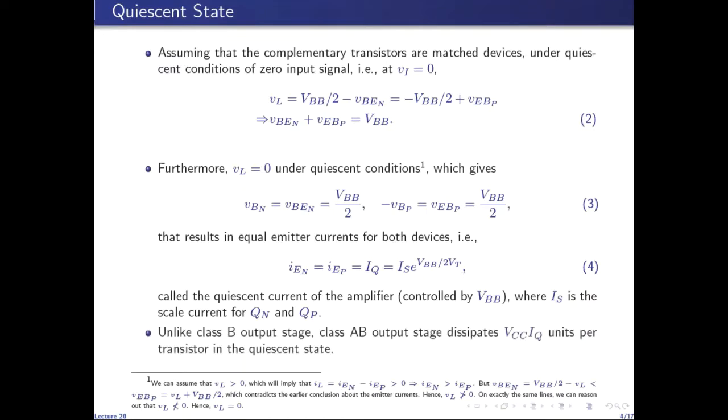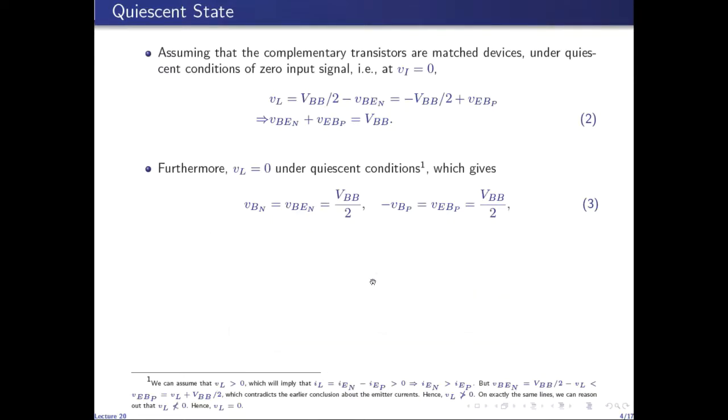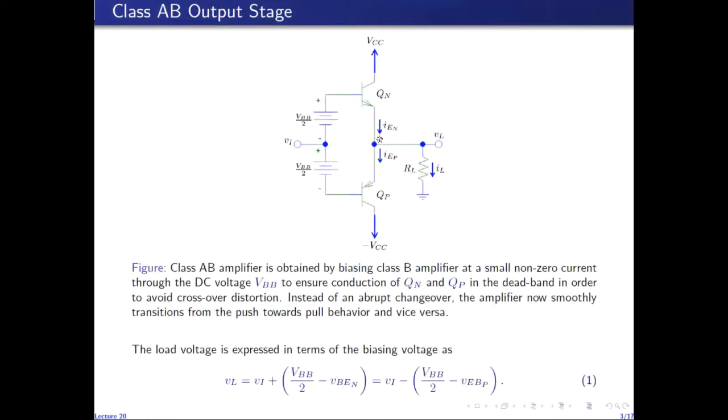Unlike the class B output stage, which does not conduct in the quiescent state and hence does not dissipate any power in the quiescent state, the class AB output stage dissipates this much power per unit transistor in the quiescent state. Because in the quiescent state, if we assume that alpha is almost 1, then the emitter current and the collector current of Qn are the same. So the collector current of Qn will be IQ. Similarly, the collector current of QP will be IQ.